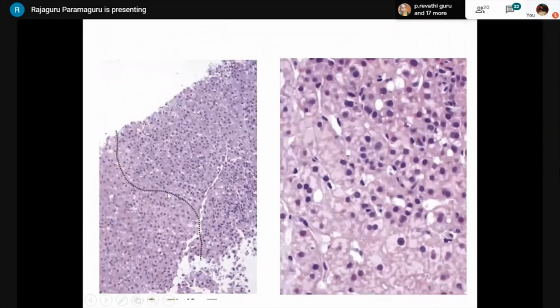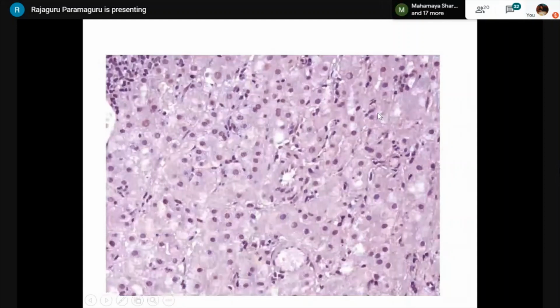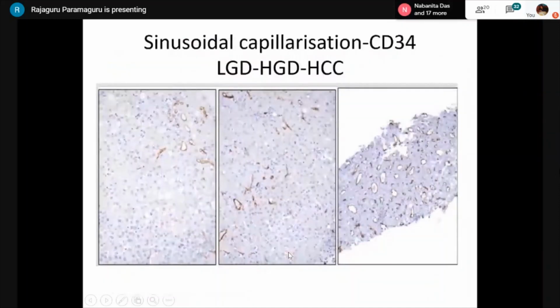So in this core also you can see the marked thickening of the cord pattern and small cell change. Just compare the nuclear cytoplasmic ratio from here to here, and you see a lot of this pseudoacinar pattern which can be seen over here. Again, these are the unpaired arteries which are more prominent in a high-grade dysplastic area.